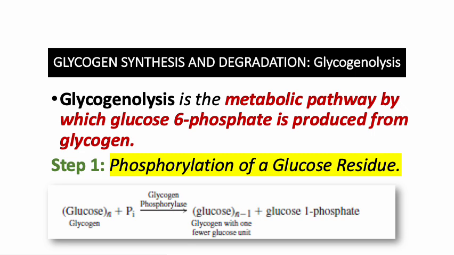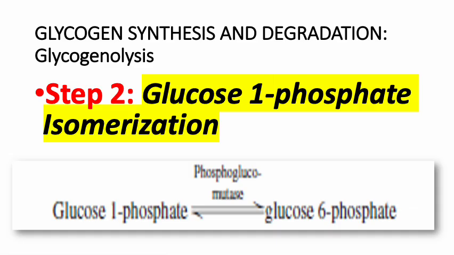Now, this process is not simply the reverse of glycogen synthesis or glycogenesis because it does not require UTP or UDP molecules. Glucose 1 phosphate units from a glycogen molecule are removed during the first step via the action of the enzyme called glycogen phosphorylase. Then the phosphate group of glucose 1 phosphate is moved to the carbon 6 position via the process called isomerization with the help of the enzyme phosphoglucomutase.